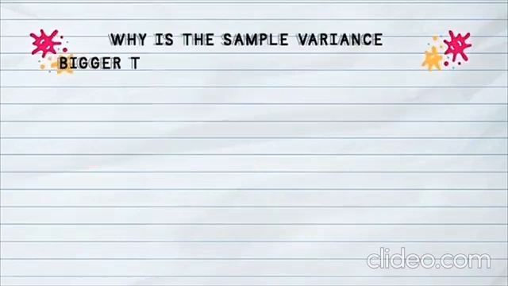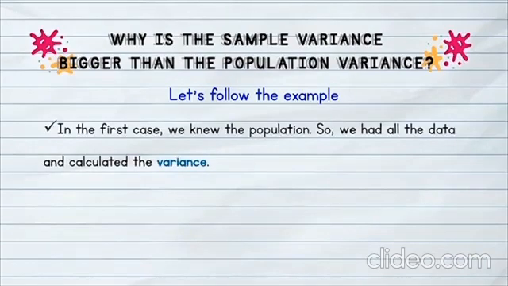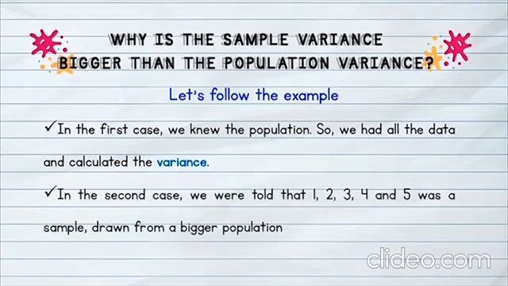Why is the sample variance bigger than the population variance? In the first case, we know the population. That is, we had all the data and we calculated the variance. In the second case, we were told that 1, 2, 3, 4, and 5 was a sample drawn from a bigger population.